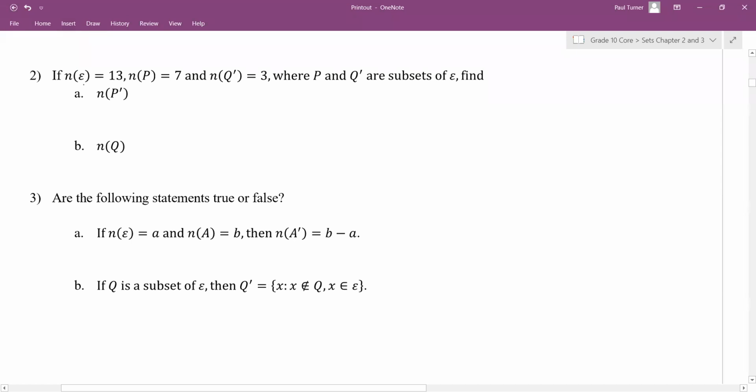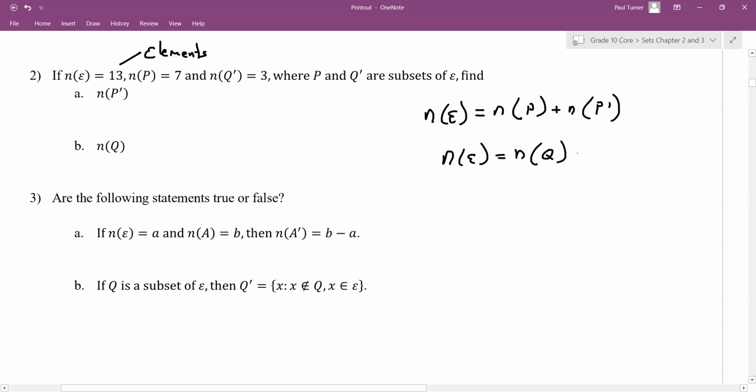So in the first one, the number in the universe is 13. This means 13 elements. And remember our little formula, the number in the universe is the number in P plus the number not in P. And when you're doing Q, same idea. The number in the universe is the number in Q plus the number that are not in Q. So these cover everything that's in the universe.